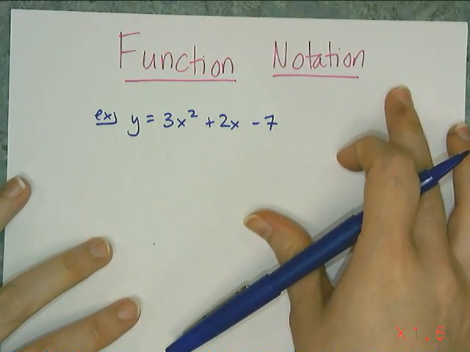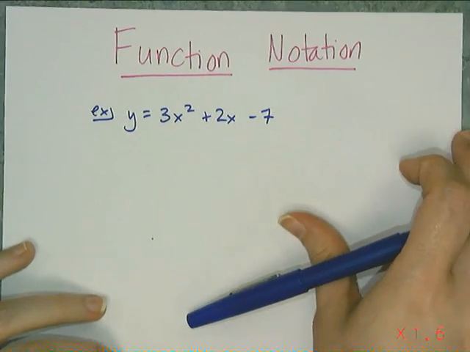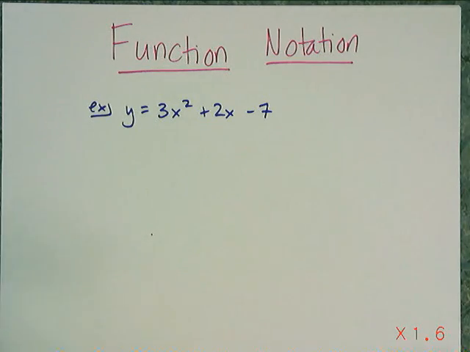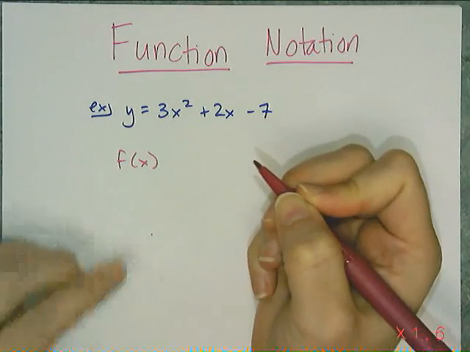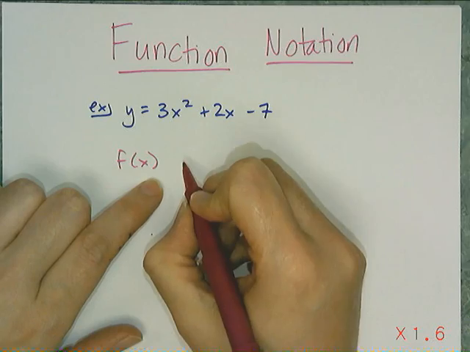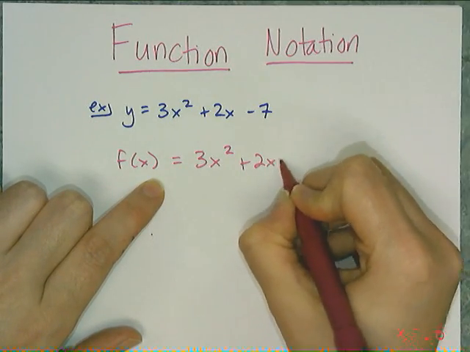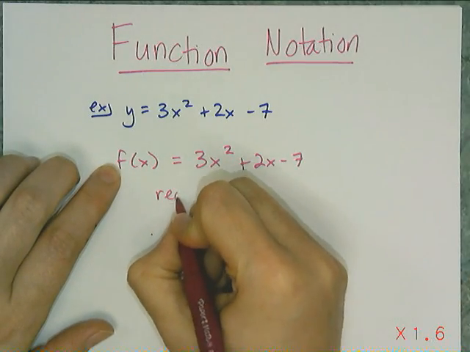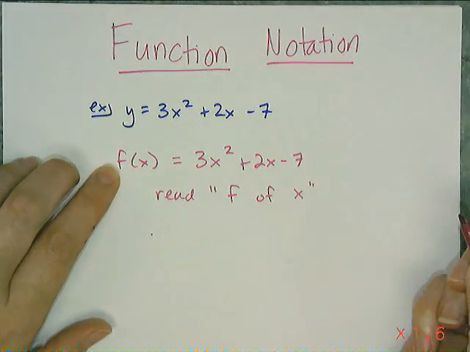Now function notation changes that y and writes it a little bit differently. It was invented by a mathematician named Euler, who you'll learn a lot more about in geometry. But writing this in function notation, I'm going to replace the y with f parentheses x. And the way this is read is f of x. So this is the exact same function written in function notation, and we read it f of x.